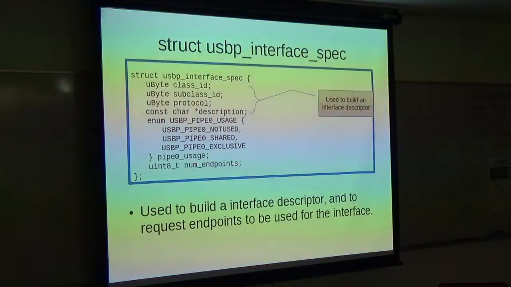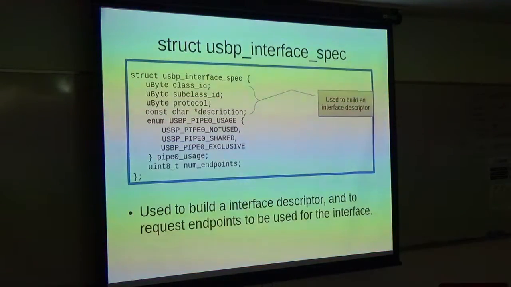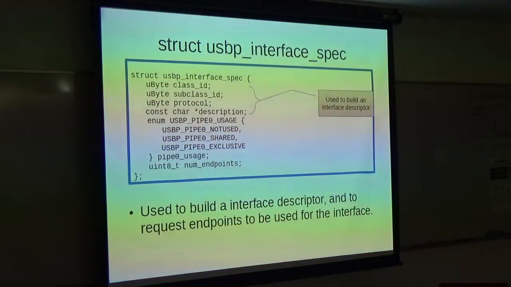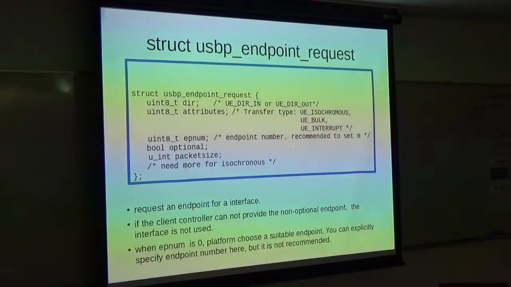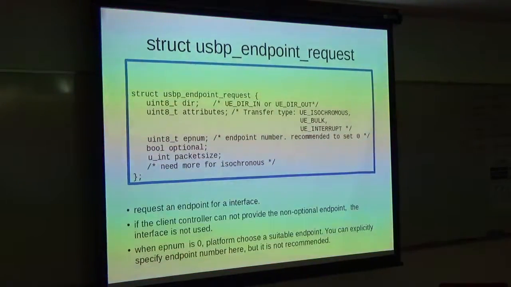And finally, you need to specify the number of endpoints you want to use for that interface. You specify endpoints like this: direction, in or out, and type of the transfer, like bulk, isochronous, and interrupt. Currently, we only support bulk transfer. In the future, we will support isochronous and interrupt.